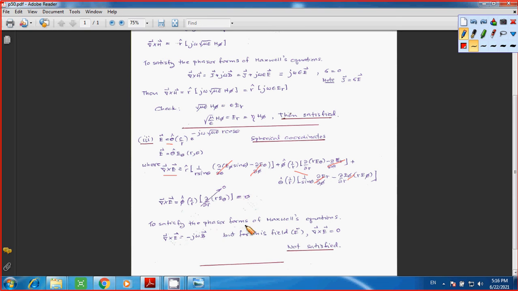To satisfy the phasor form of the Maxwell equation, curl E has to be equal to negative j omega B, but in this case curl E equals 0, so this does not satisfy the Maxwell equation.